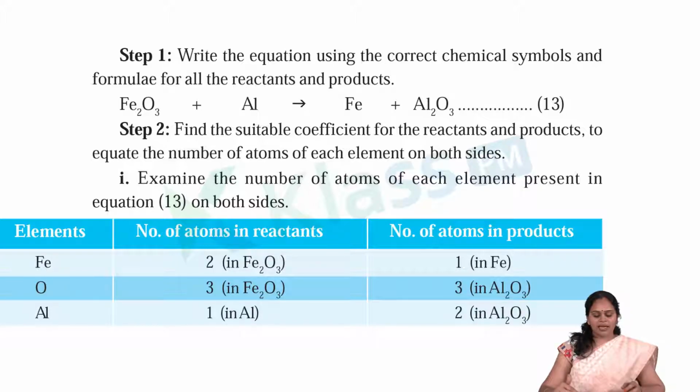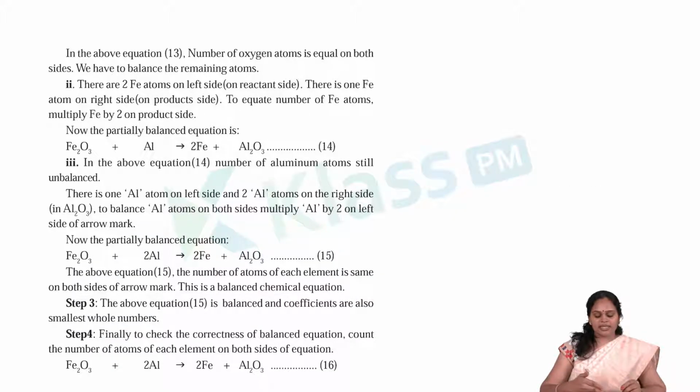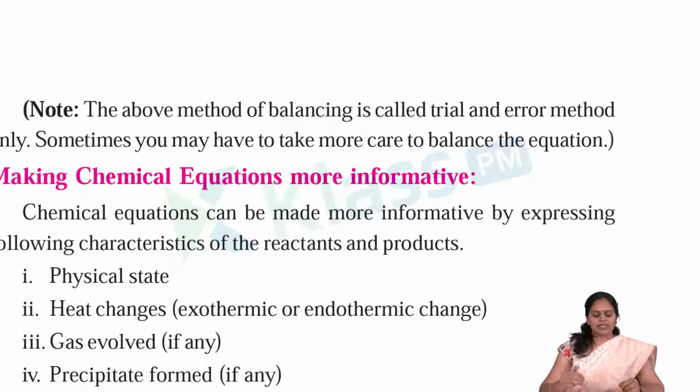Now you see here how to balance this equation, you can understand very easily. The elements or participants here are Fe, that is iron, oxygen and aluminium. How many atoms are in the reactant side? Number of atoms in the product side. See here, in the second step, what we need to do is add the coefficients in the given formula. The final equation you get is Fe2O3 plus 2Al gives 2Fe plus Al2O3. Here what we are doing is nothing but the trial and error method. Sometimes you may have to take more care to balance the equation.